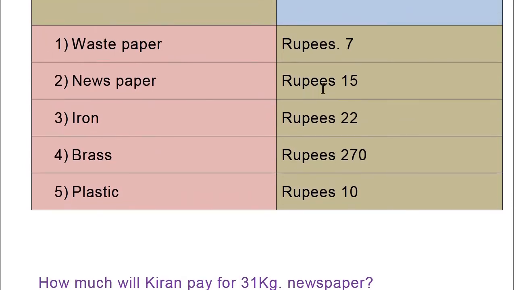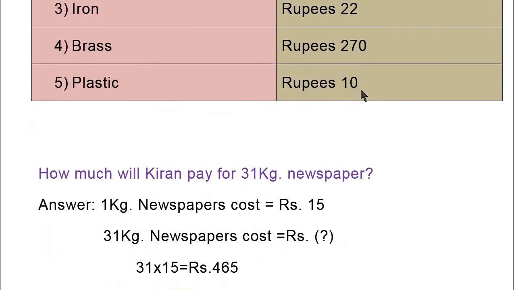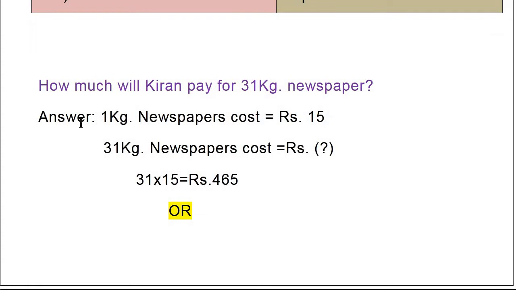Here the price of newspaper is given as 15 rupees per kg. Answer: 1 kg newspaper cost is equal to rupees 15. So 31 kg newspaper's cost is equal to how much? Cross multiplication: 31 into 15 is equal to 465. First we write 15 into 30, that is 450, and 15 ones are 15. 450 plus 15 is equal to 465.